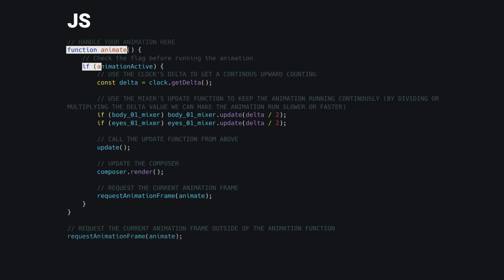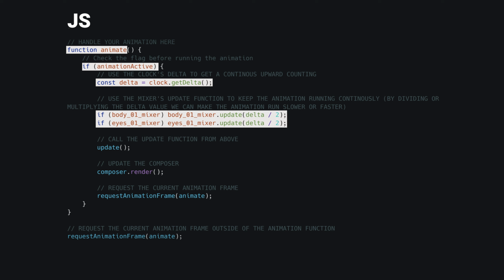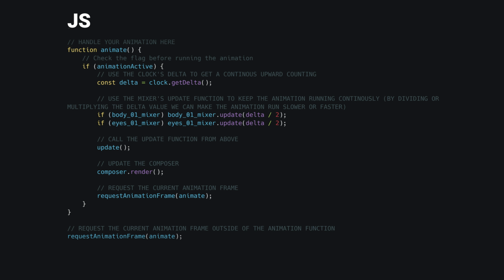Therein we start the conditional that takes the animation active. Thus, only if the animation active is set to true, we use a clock to run the animation for our FBX, call the update function, update the composer, and request the animation frame. So, as we determined earlier, we only do all of that for as long as the user sees the scroll area. And that's already it. We simply close the animate function and request the animation frame again.